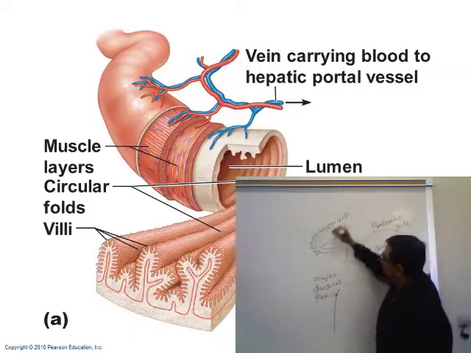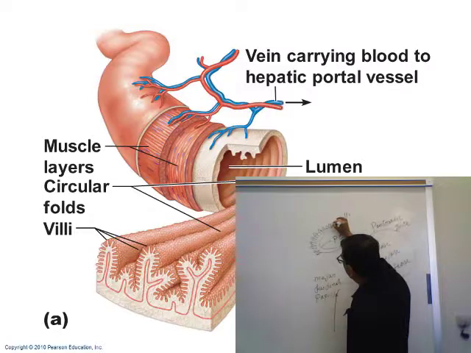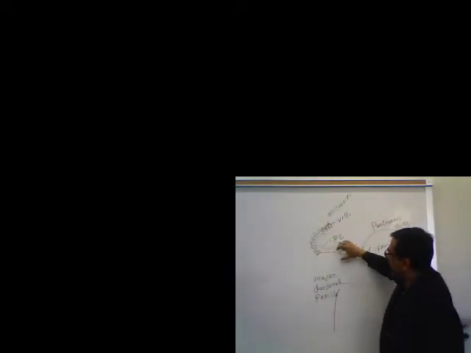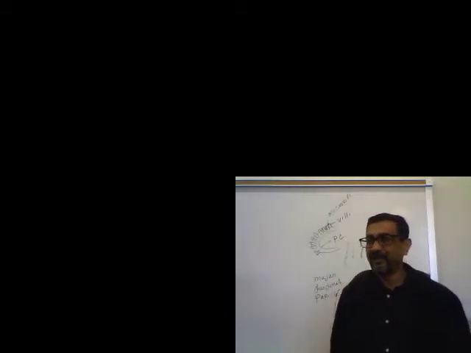And then on the villi you have hair-like structures like this. These are called microvilli. Okay, so plica circularis, then villi, and then microvilli.